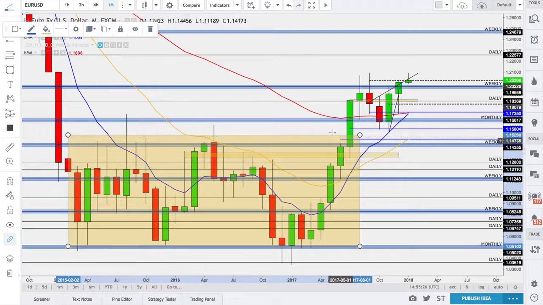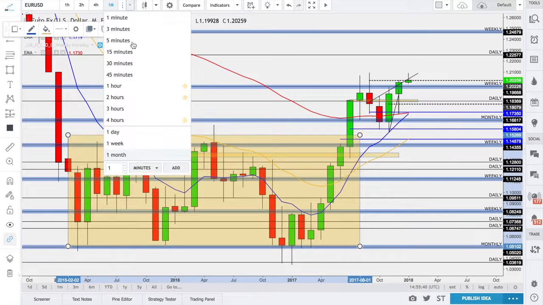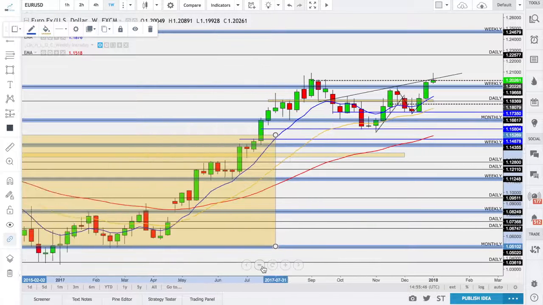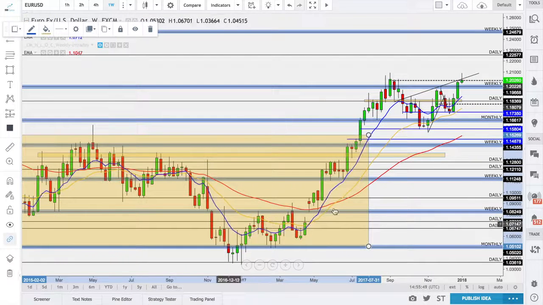Alright, so before price broke above this key level of resistance as well, the crossover occurred, giving you a chance to get long within this candle or even on the pullback. If we go down to the weekly time frame, once again we've got a cross on the weekly just here. So within that, you know that price is looking to head higher.